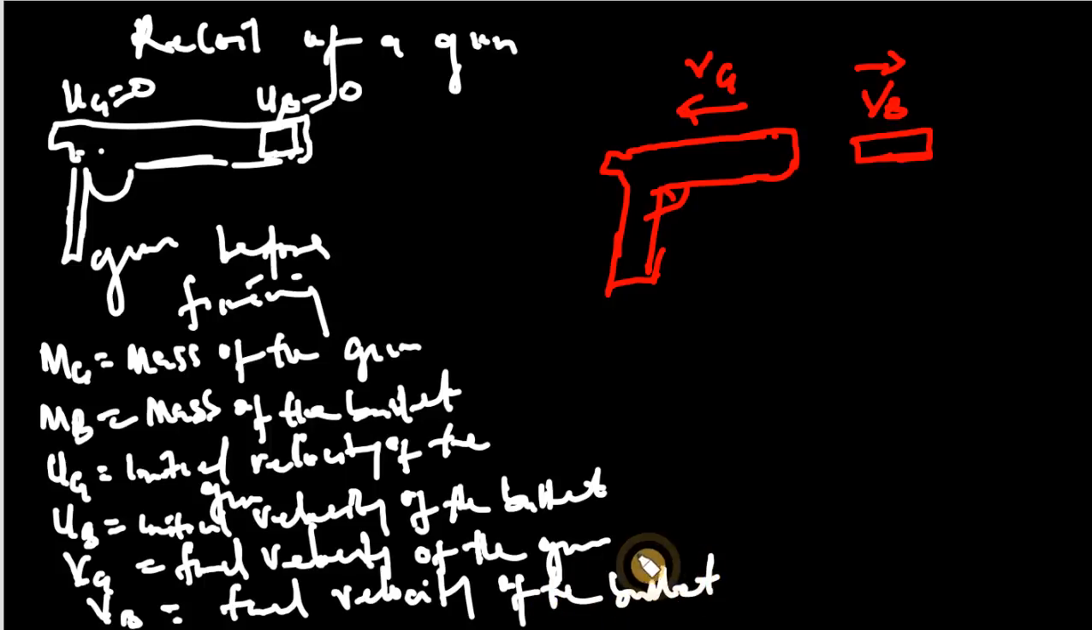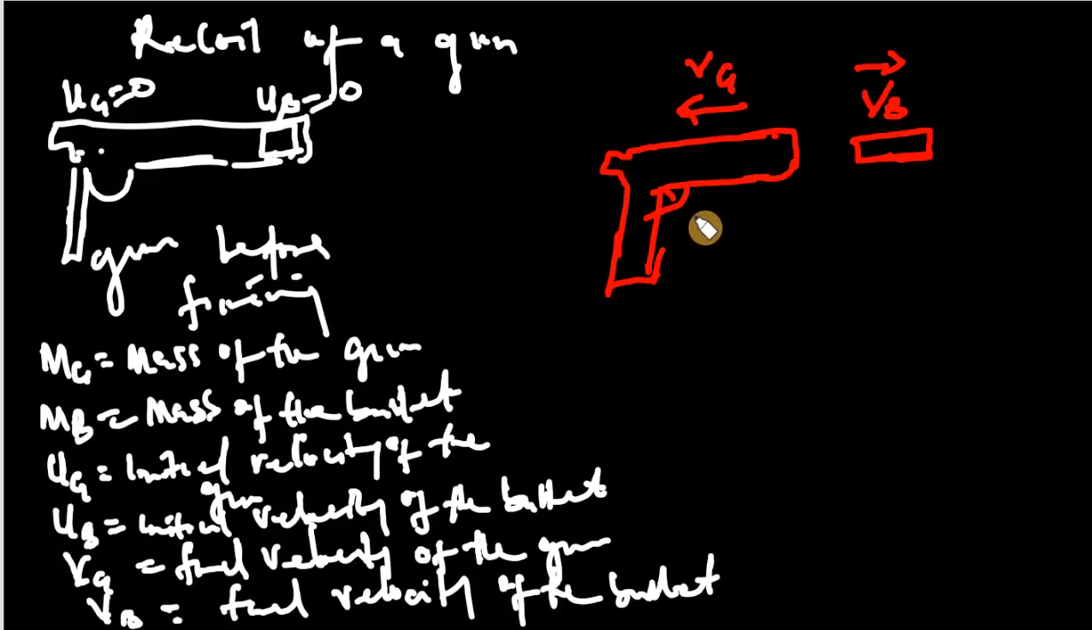So this is the gun and the bullet initially before firing. Before firing, the gun has 0 velocity, so the initial velocity is 0. Likewise the bullet is stationary, so its initial velocity is 0. On firing, the velocity of the gun takes this direction, while this is the recoil velocity of the gun. You see that the gun tends to move opposite to the bullet, ejecting backwards.